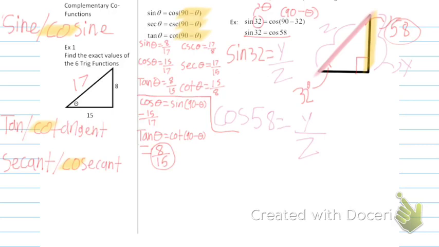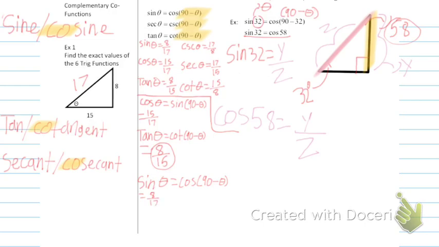And to find sine of theta, as it said before in the earlier formulas, to find sine of theta you do cosine of 90 minus theta, which equals 8 over 17.